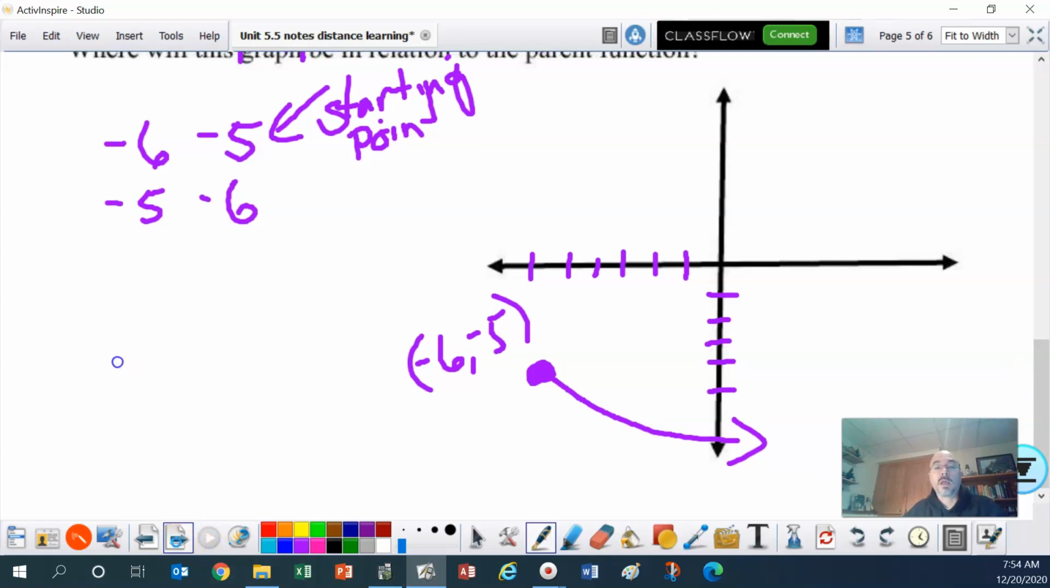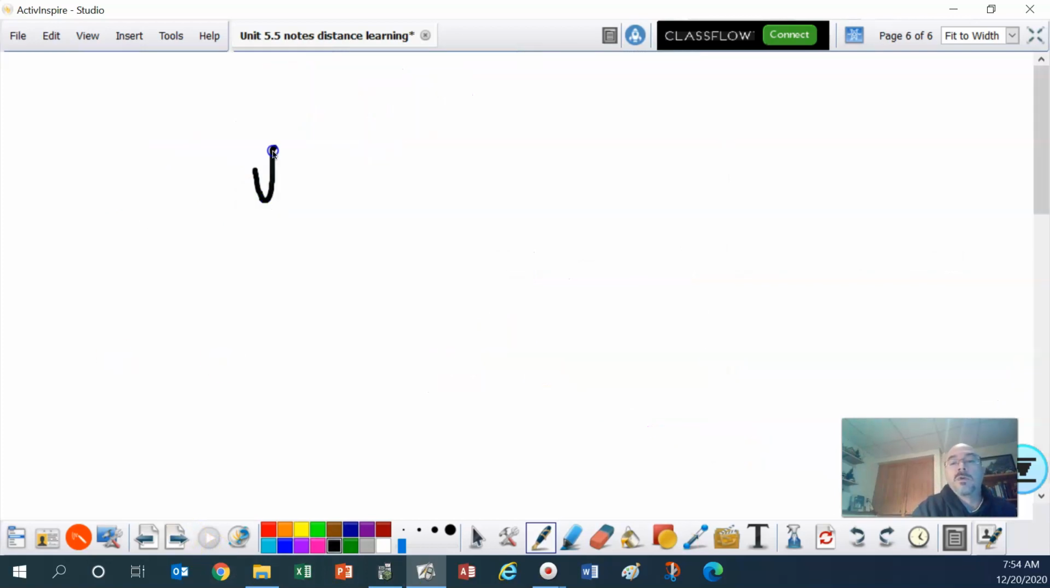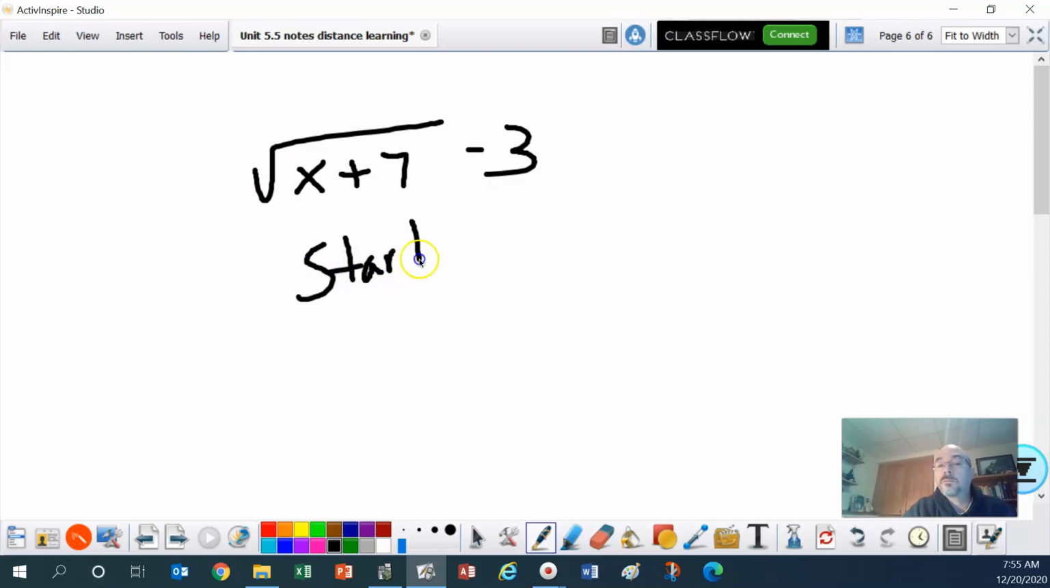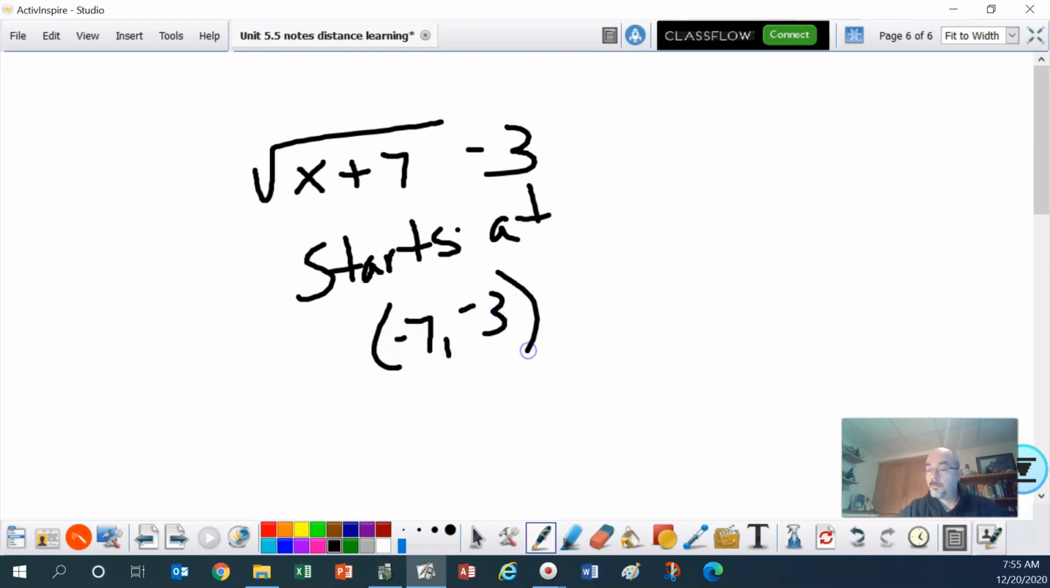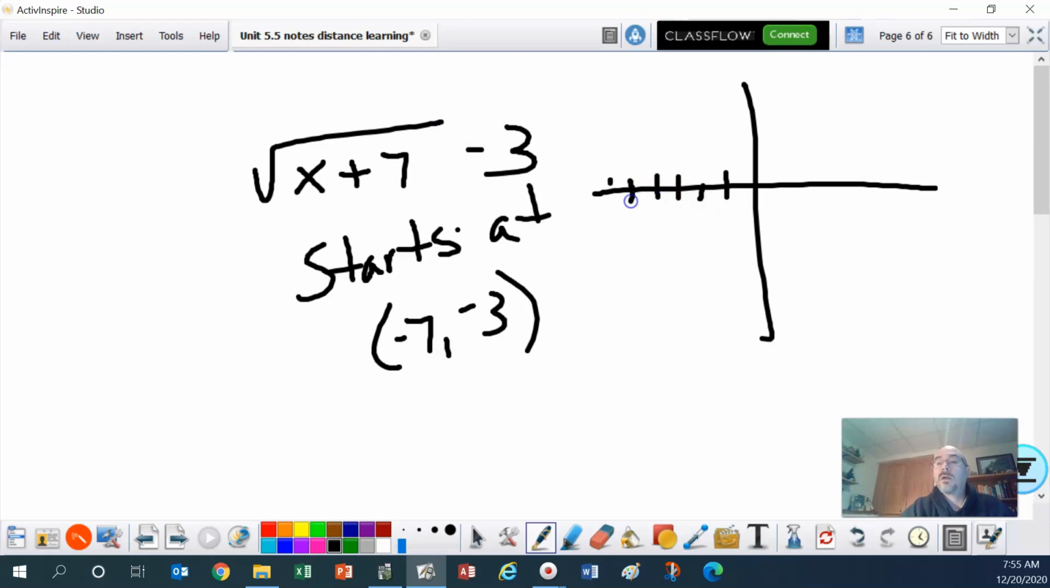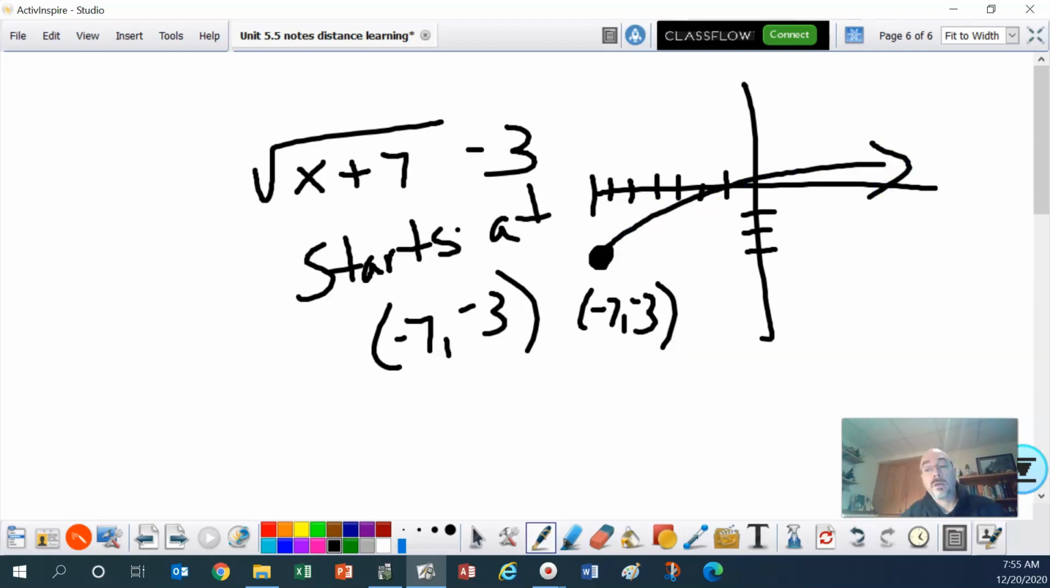So just really quick, if I give you the square root of x plus 7 minus 3, where's the starting point? It's at negative 7, negative 3. It's the opposite of what's in the square root. So if I draw this, negative 7, 1, 2, 3, 4, 5, 6, 7, and negative 3, it's going to start right here. That's your starting point. And then since there's no negative in front, it's going to curve like this, without a calculator. Pretty cool.